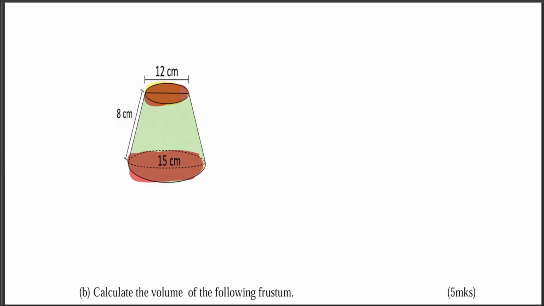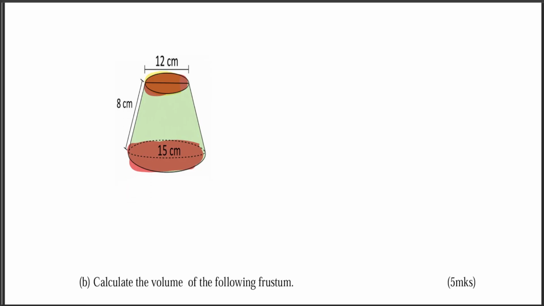For me, it most looks like a circle. Unless nimeambiwa kingine, but it's not a composite solid. So let's find out the area of these two circles. Circles will be pi r squared, r kubwa, plus pi r squared, r dogo.